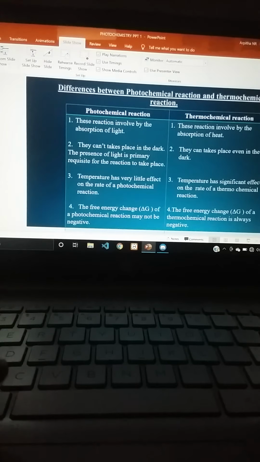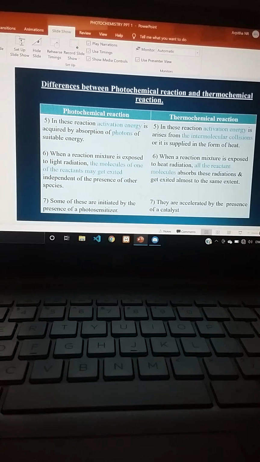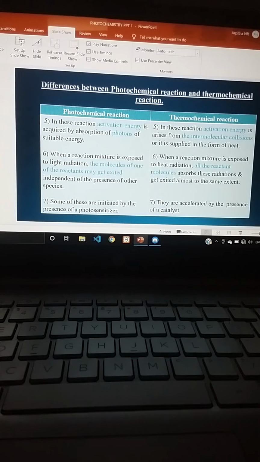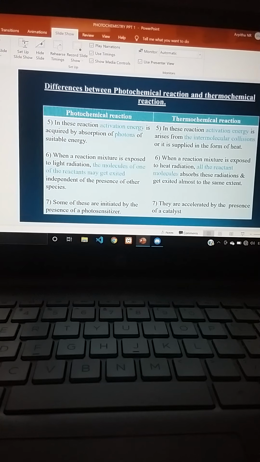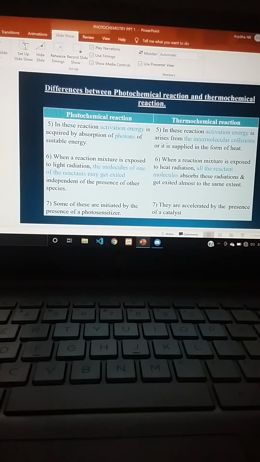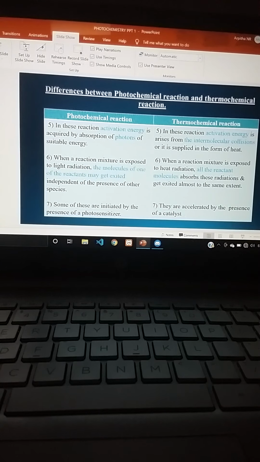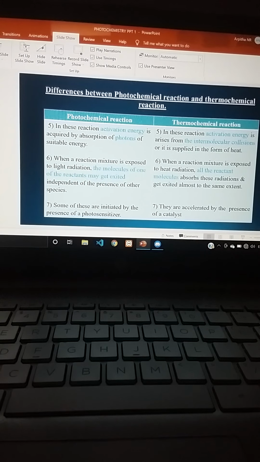The next difference is that in a photochemical reaction, the activation energy is acquired by the absorption of photons of suitable energy. Photons are tiny packets of energy. So activation energy arises in a photochemical reaction due to the absorption of photons, whereas in a thermochemical reaction the activation energy arises due to intermolecular collisions.